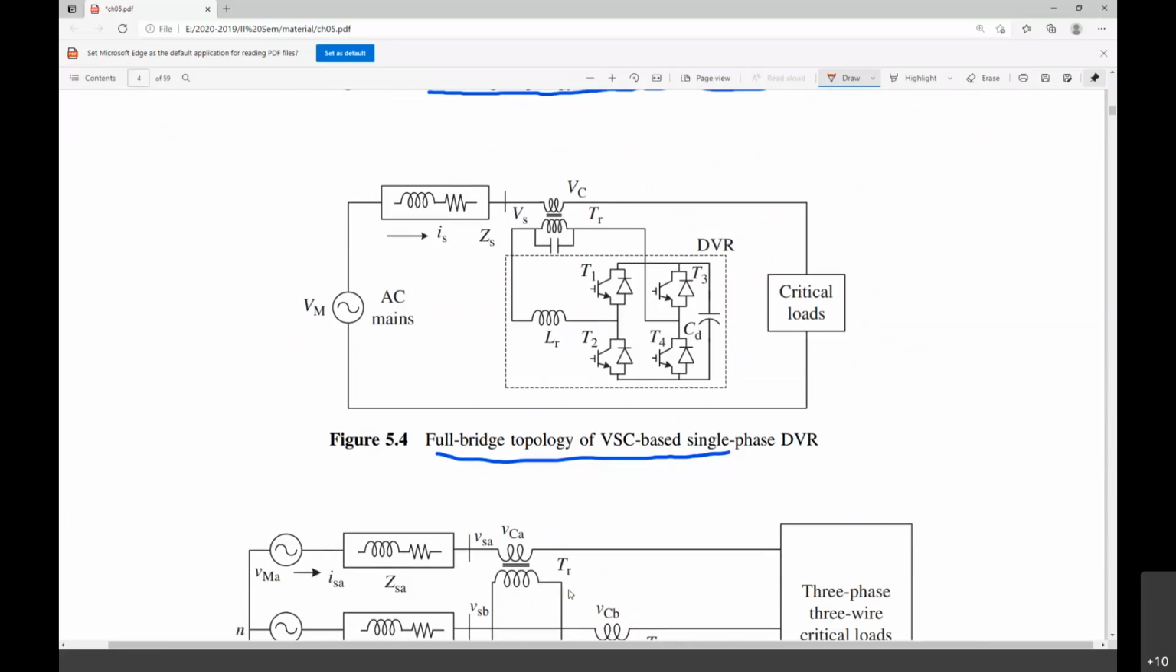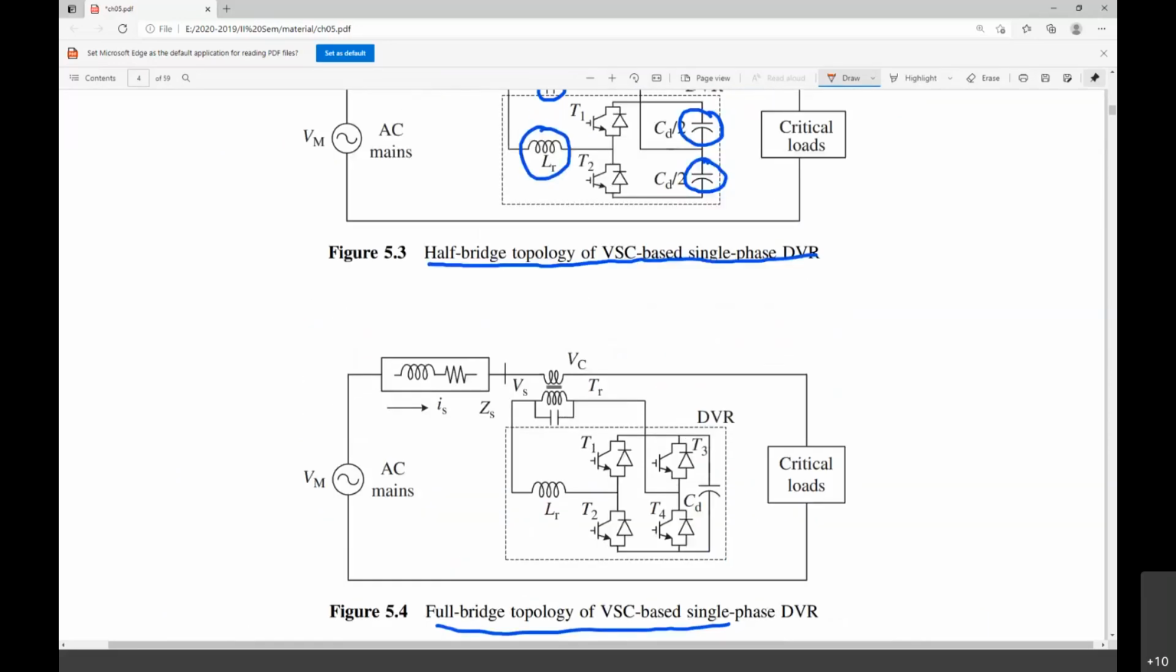The advantage, I mean the operation wise, of the half bridge topology of the VSC based single phase DVR and the full bridge topology is the same only. Whatever the voltage VC is to be injected, it will be the same. But the number of switches and the blocking voltage rating of a switch is going to change.